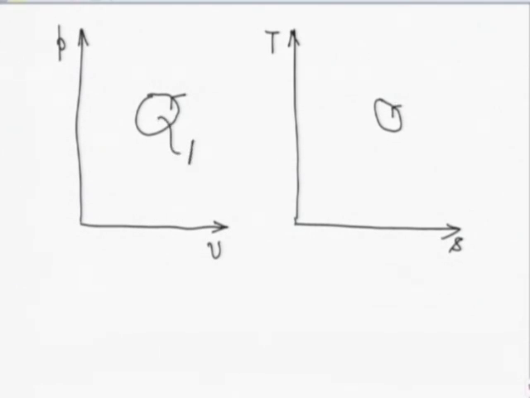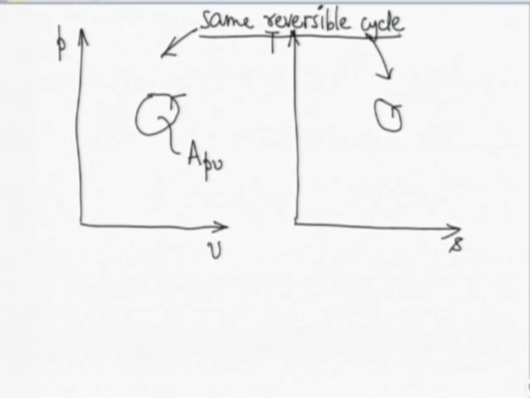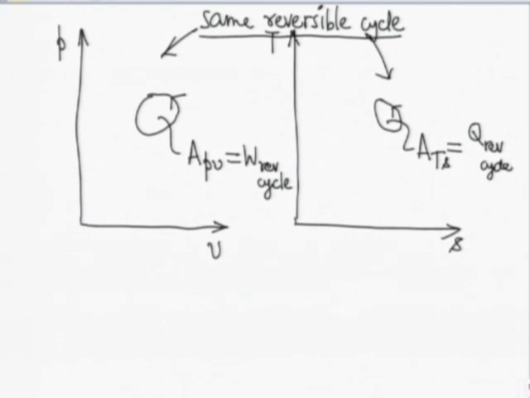Now, let me say the area of this cycle is APV. Mind you, what is shown here and here is the same reversible cycle, the same cycle. And let the area here be APV, the area here be ATS. The area here represents work done in that reversible cycle. This area would represent the heat transferred in that reversible cycle. Total work done because it is reversible, heat transferred and equal because it is reversible. Now, are these two areas equal?